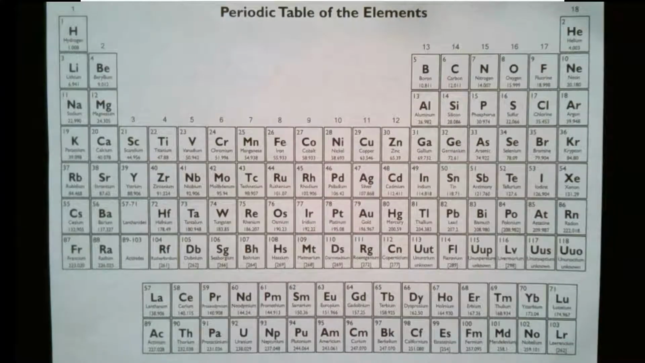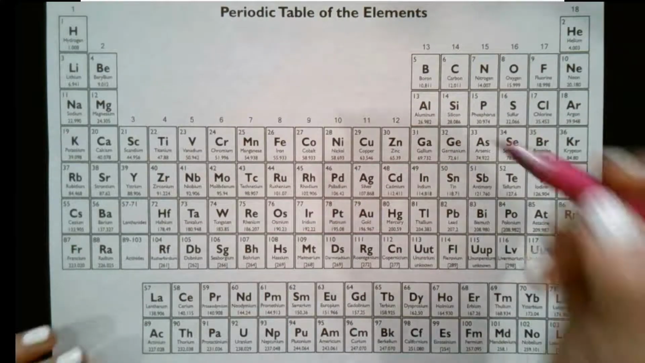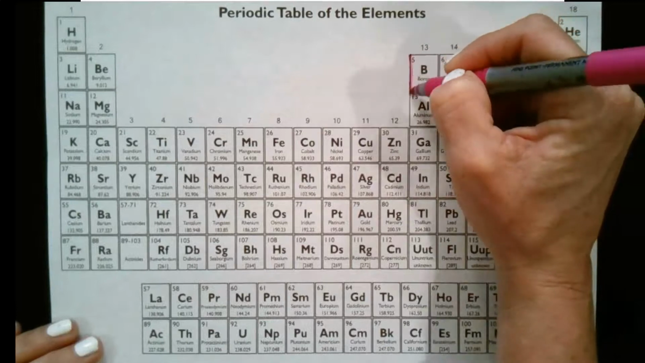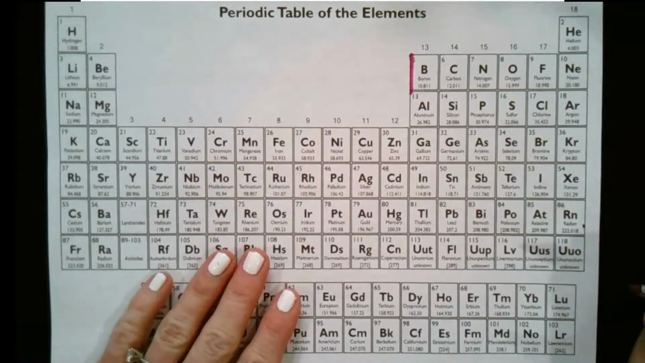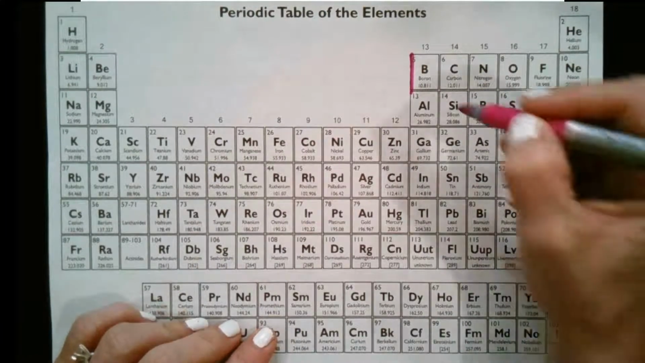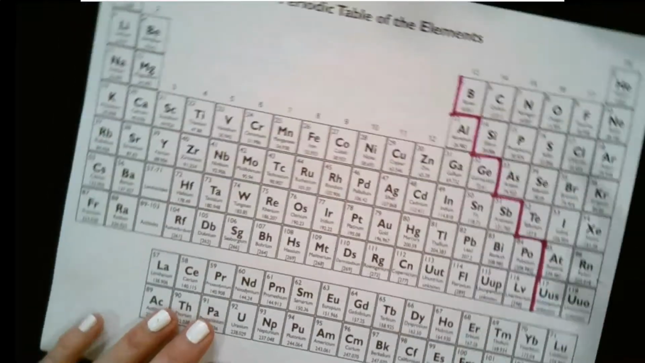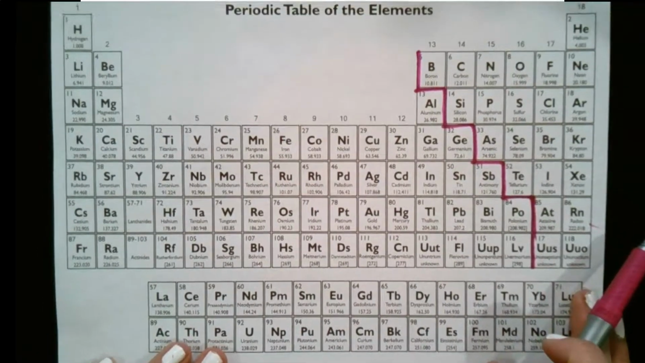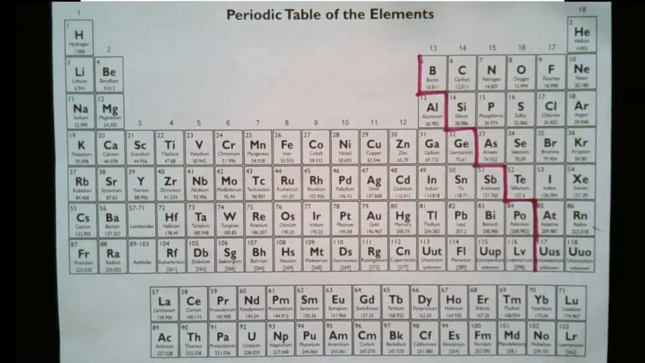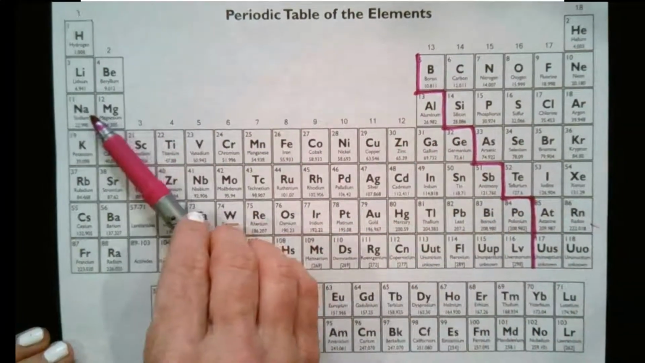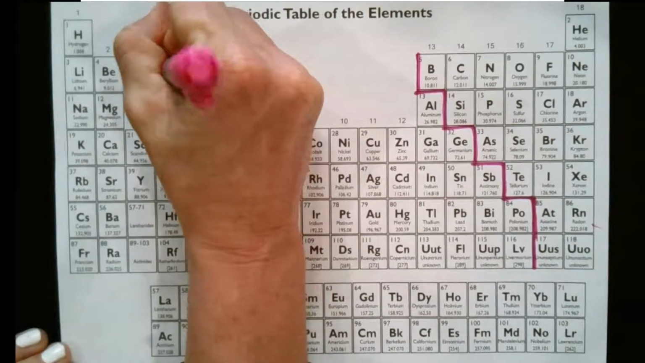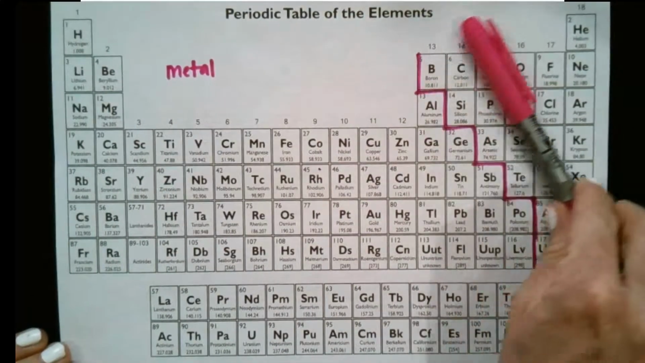And on the periodic table, there should be a stair-stepping line that starts up here at boron, and it zigzags its way down and across until it reaches the bottom of the table. This right here, this stair-stepping line, separates the metals from the non-metals. So everything that is below and left of the stair-stepping line is a metal, and everything above and to the right is a non-metal.